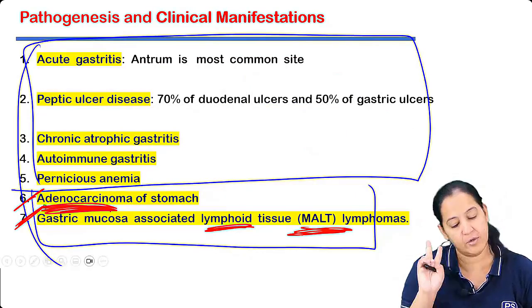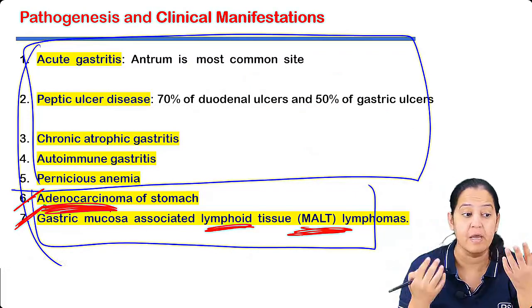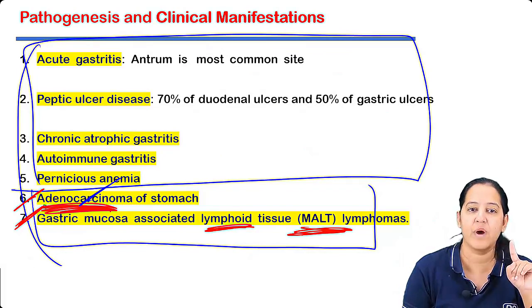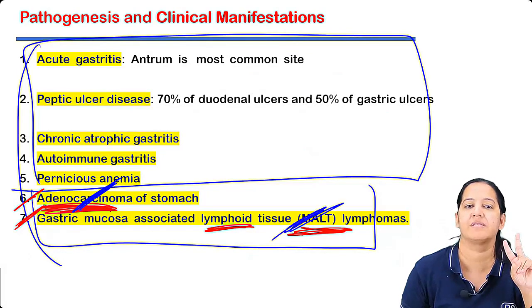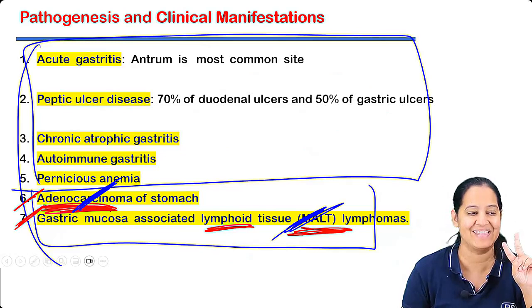H. pylori. It causes 2 cancers. Which 2 cancers? Both in the stomach. One adenocarcinoma of the stomach, one maltoma of the stomach. Say yes. Did you understand?